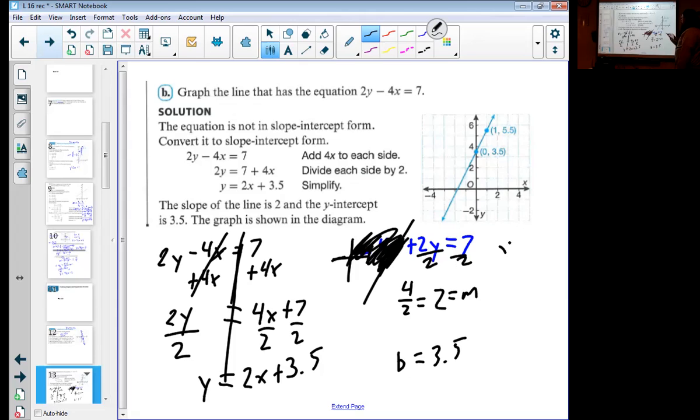So we end up with y is equal to 2x plus 3.5. I think this way is easier, but if you do not think this way is easier and you think this way is easier, you should totally do this way. Do whatever makes the most amount of sense to you. This is just a way that I figured out.